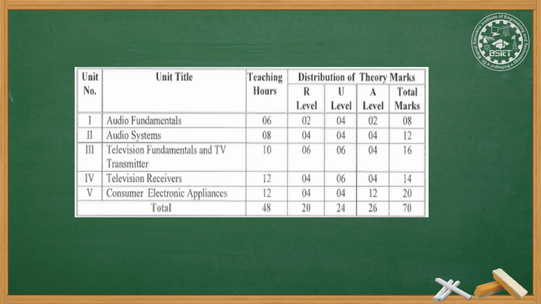Then in the fourth unit, we are having 14 marks weightage for the television receivers, and the last unit is having 20 marks weightage. So if you see here, you will come to know that the last unit is having maximum weightage. We are going to study 5 appliances in that chapter, and each one carries 4 marks. So maximum weightage is there for the last unit.